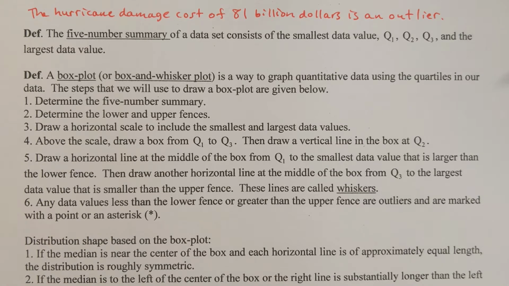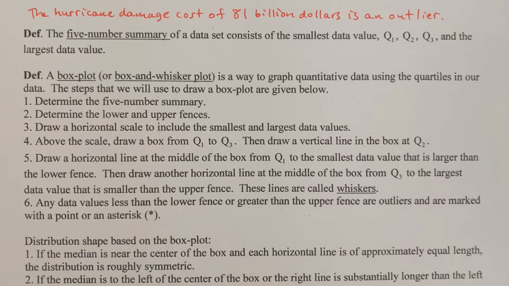Another definition: the 5-number summary of a data set consists of the smallest data value, the 3 quartiles, and the largest data value. Another definition: a box plot, sometimes called a box and whisker plot, is a way to graph quantitative data using the quartiles in our data set.